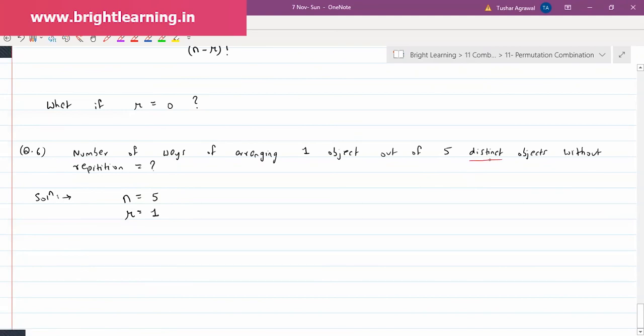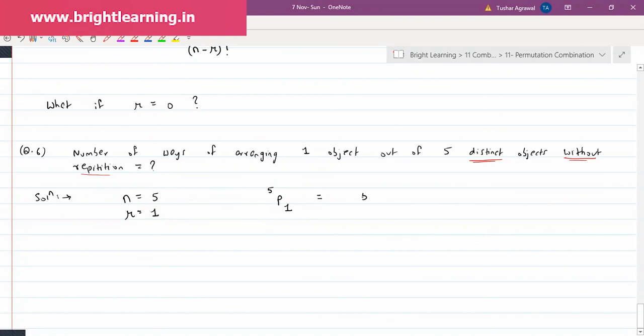I have given distinct objects. Yes, sir, that is fulfilled. Without repetition, I'm telling. Okay, sir, that is also fulfilled. Number of ways of arranging one object out of 5 distinct. So here the total number of objects is n, and the number of objects we have to pick is r equal to 1. So this is just 5P1. Do you get it? 5P1.